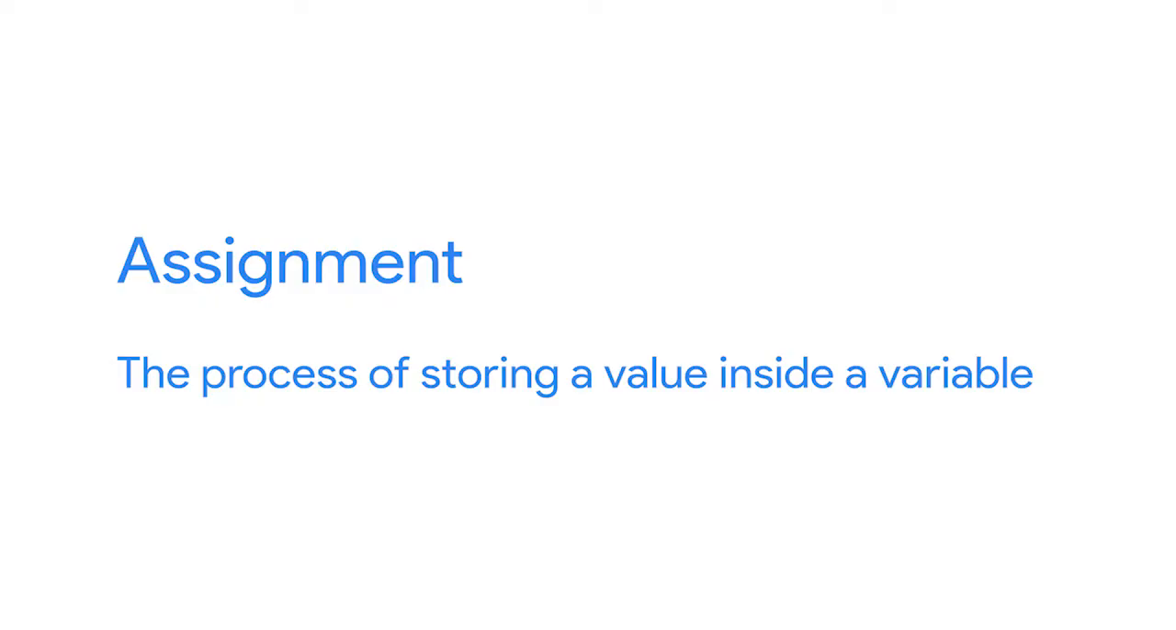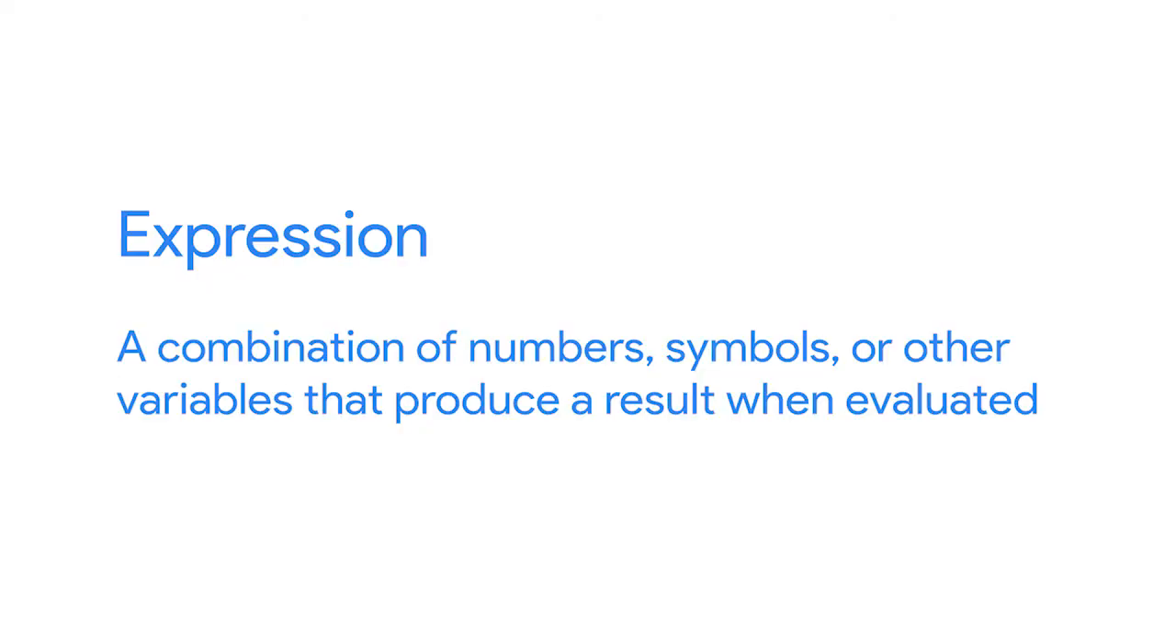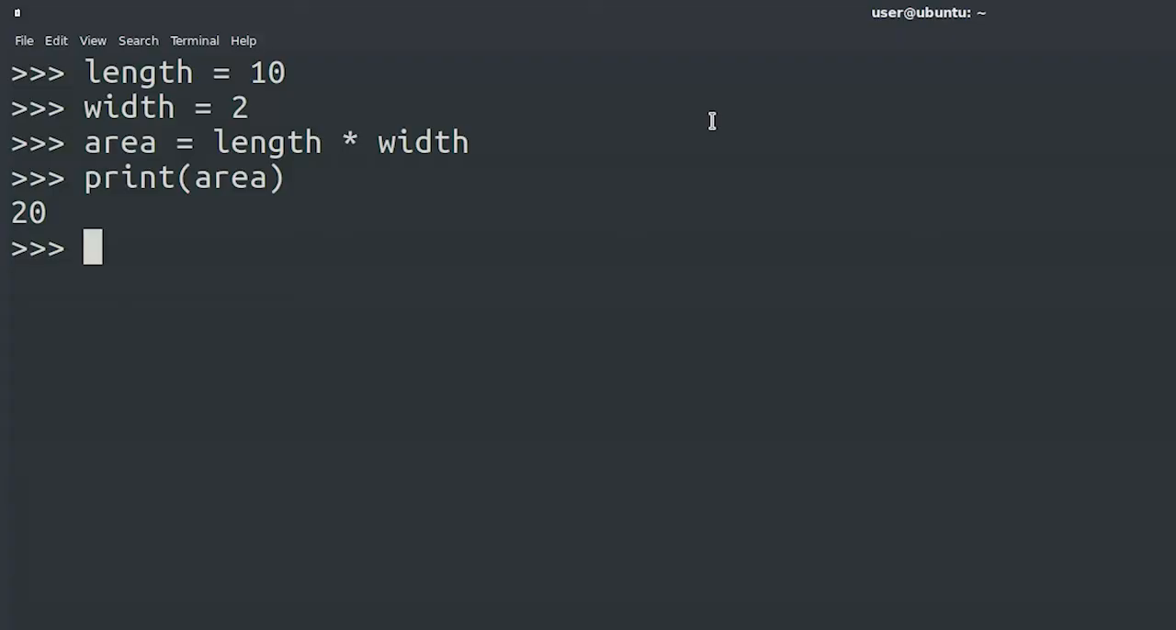The process of storing a value inside a variable is called assignment. Here, we assign the length variable the value of 10. We assign the width variable the value of 2, and we assign the area variable the result of the expression length times width. An expression is a combination of numbers, symbols, or other variables that produce a result when evaluated. In this example, we're multiplying the value of 2 variables to arrive at the value that we want.